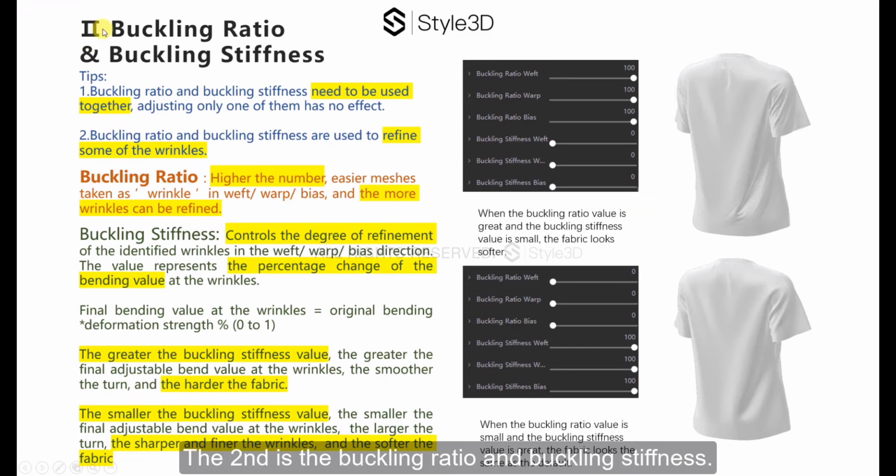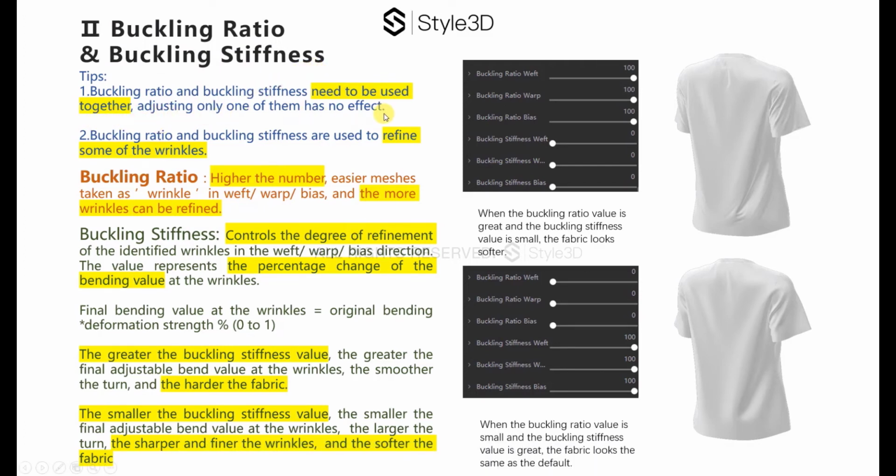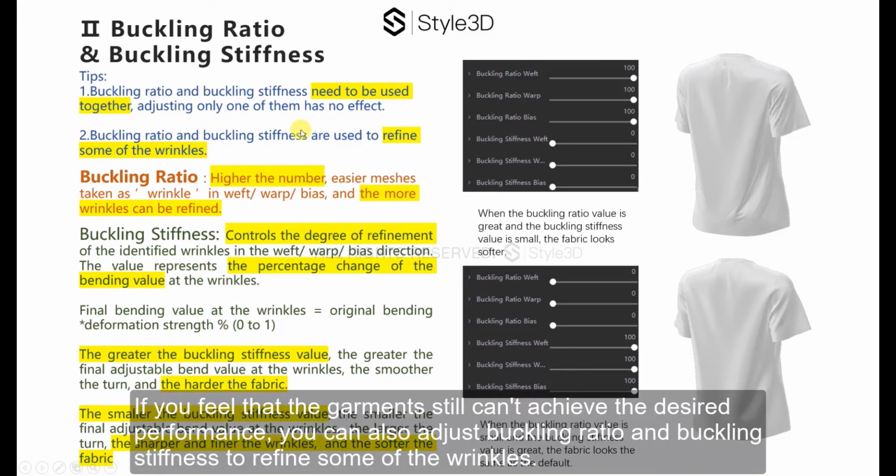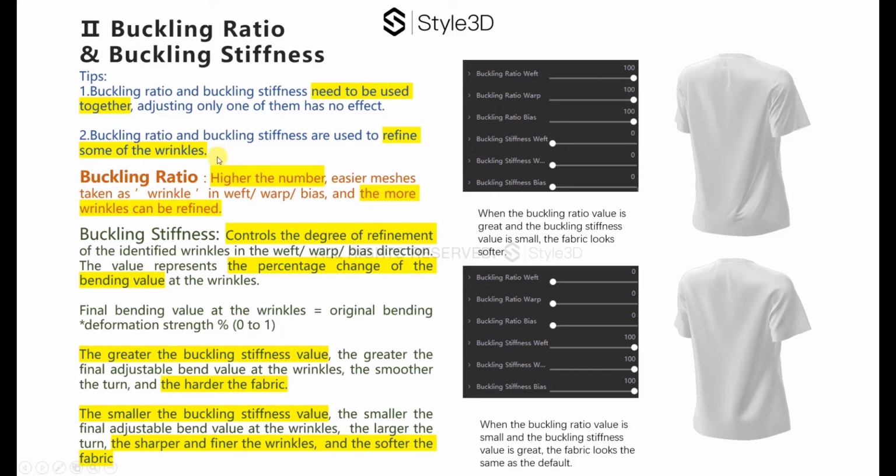The second is the buckling ratio and buckling stiffness. Note that these two need to be used together, adjusting only one of them has no effect. After adjusting the stretching and bending, if you feel that the garment still can't achieve the desired performance, you can also adjust buckling ratio and buckling stiffness to refine some of the wrinkles.